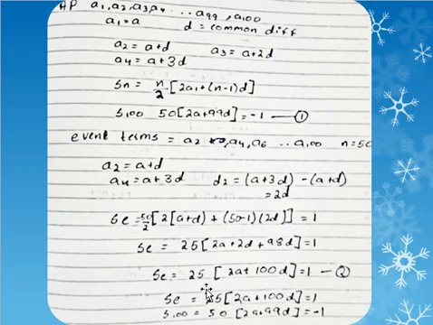Now simplify this and you're going to get another equation. The sum of even terms equals 25 into 2a plus 100d equals 1. Take that as your second equation. This over here is my second equation and this is our first equation. I'm just keeping them side by side to compare them, and I'm going to simplify from here.